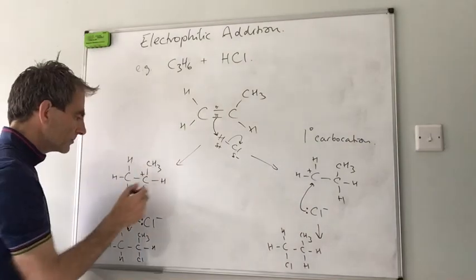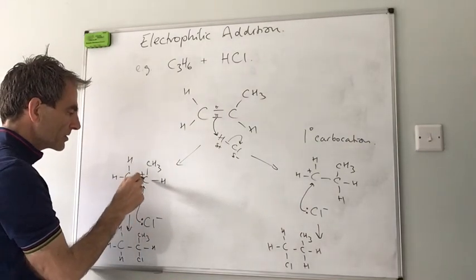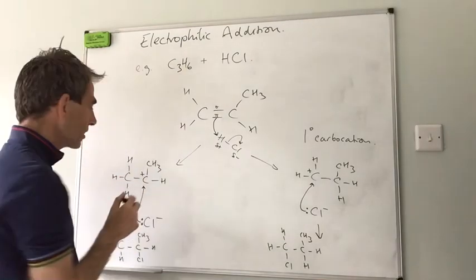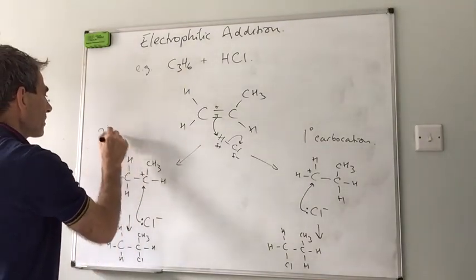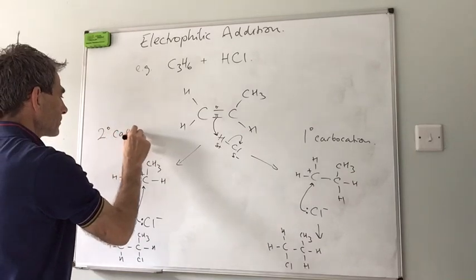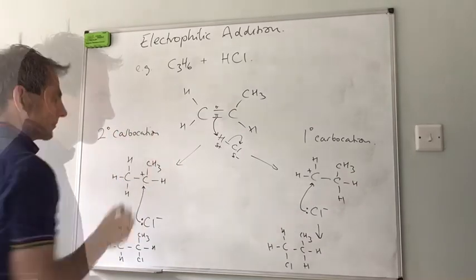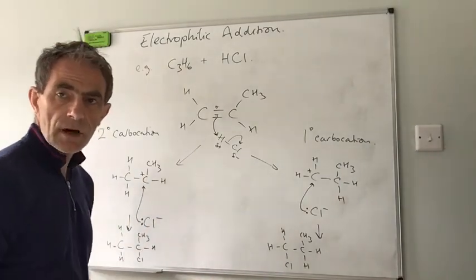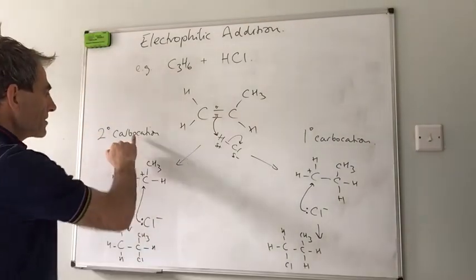This one here, we've got a carbon with the plus on, we've got 1, 2 carbons directly attached. So this is a secondary carbocation. So what we need to ask now is which is the most stable of those 2 carbocations, and the answer is the secondary carbocation.